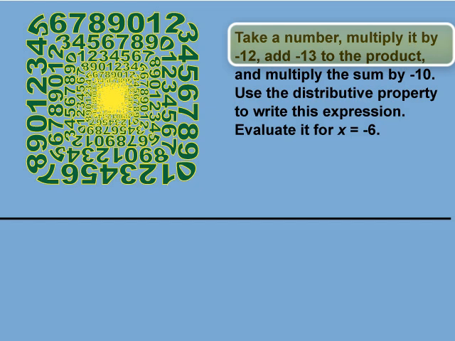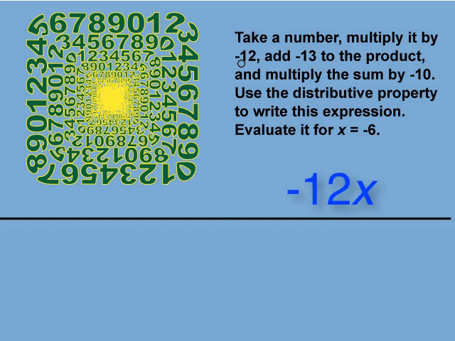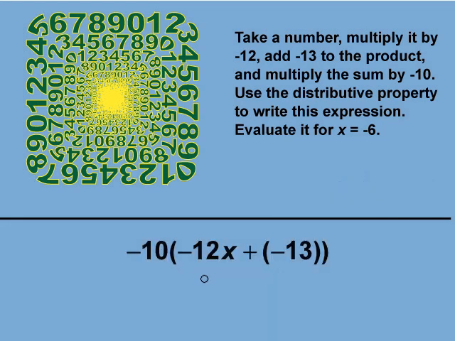Take a number, multiply it by -12. Since we don't know which number, we designate it as -12x. This number is increased by -13, so we write -12x plus -13. This sum, or the entire expression, is multiplied by -10. So we enclose the expression in parentheses and multiply the whole expression by -10, as shown here. This is the mathematical equivalent of this verbal expression.